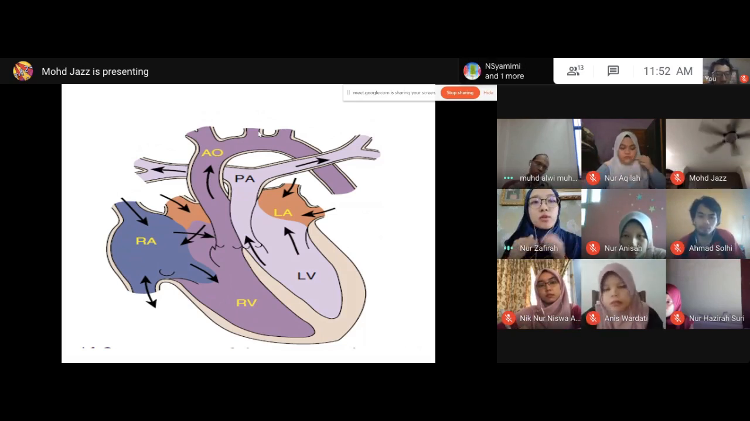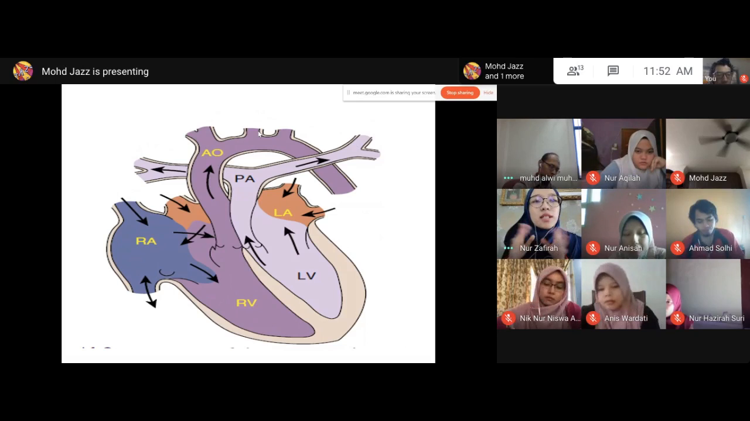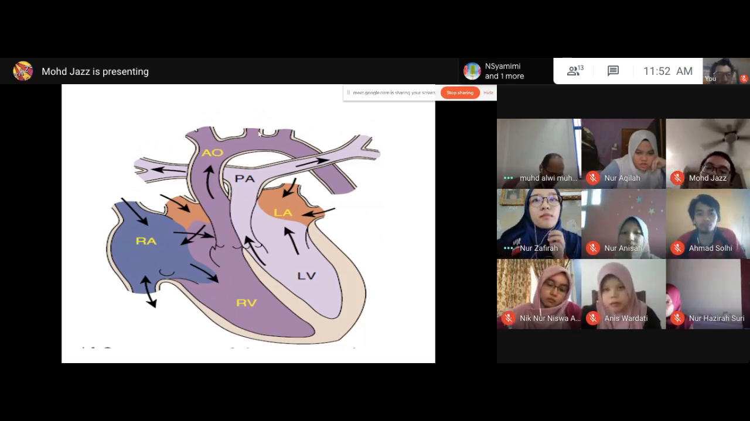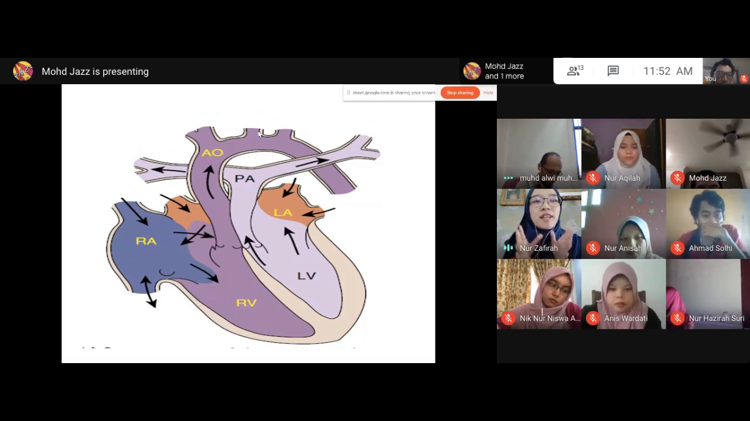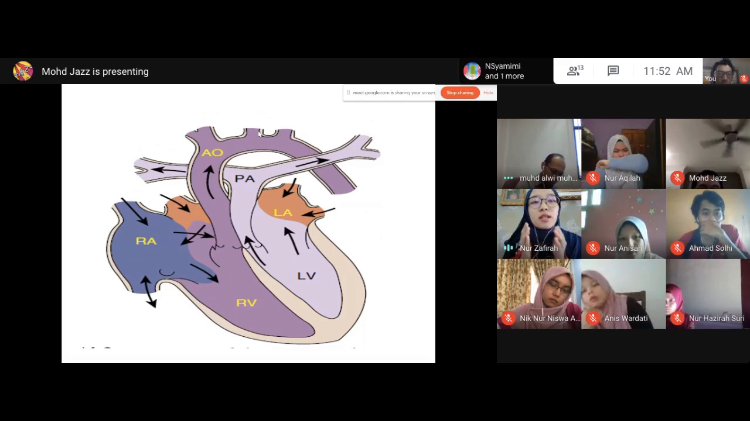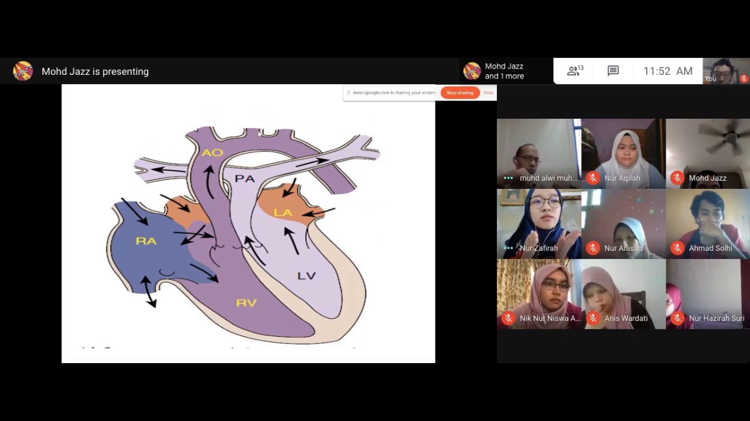So there is not a good circulation. So for the patient to stay alive, the baby or the heart must have a connection, either a ventricular septal defect or from the atrial part or ventricular part.